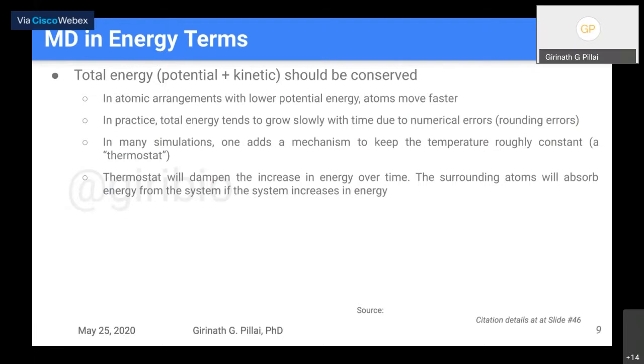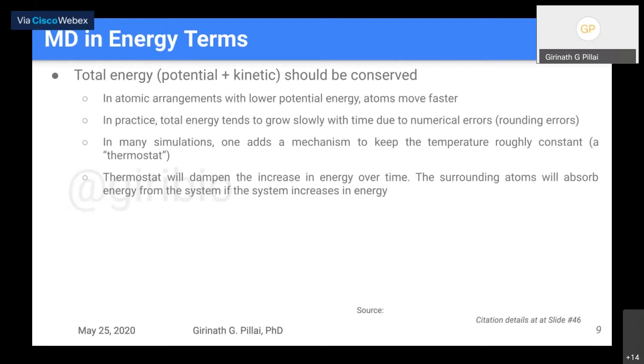The potential and the kinetic energy fluctuate as the state changes. In atomic arrangements with lower potential energy, atoms move much faster. But in practice, total energy tends to grow slowly with time due to numerical errors, which we call rounding errors. In many simulations, one adds a mechanism to keep the temperature roughly constant. That's what we call a thermostat. There are certain algorithms to maintain this temperature, which I will mention in my later slides.